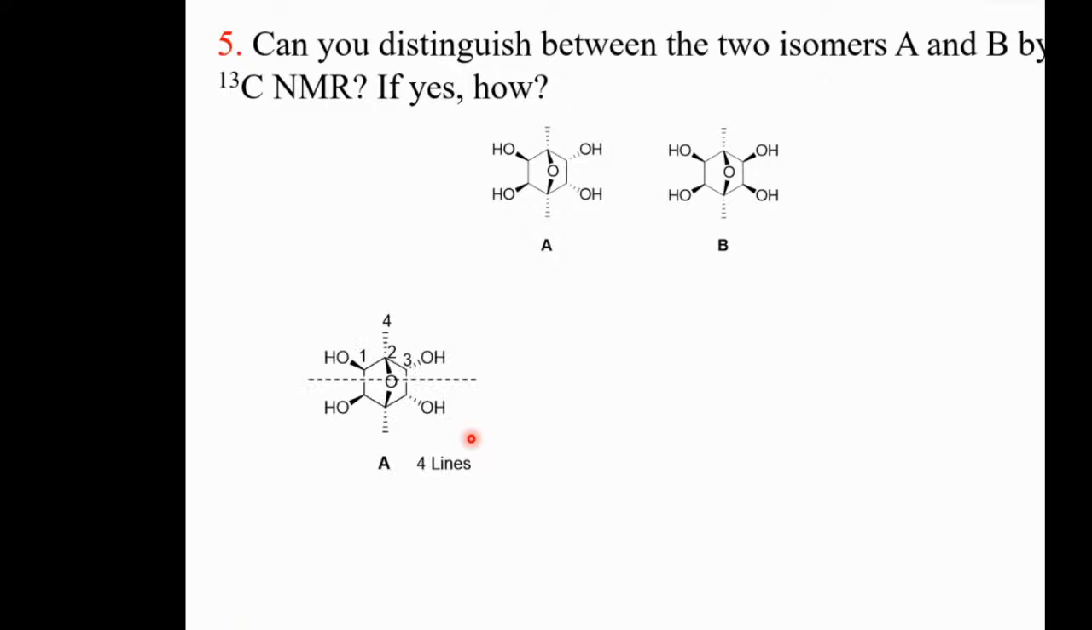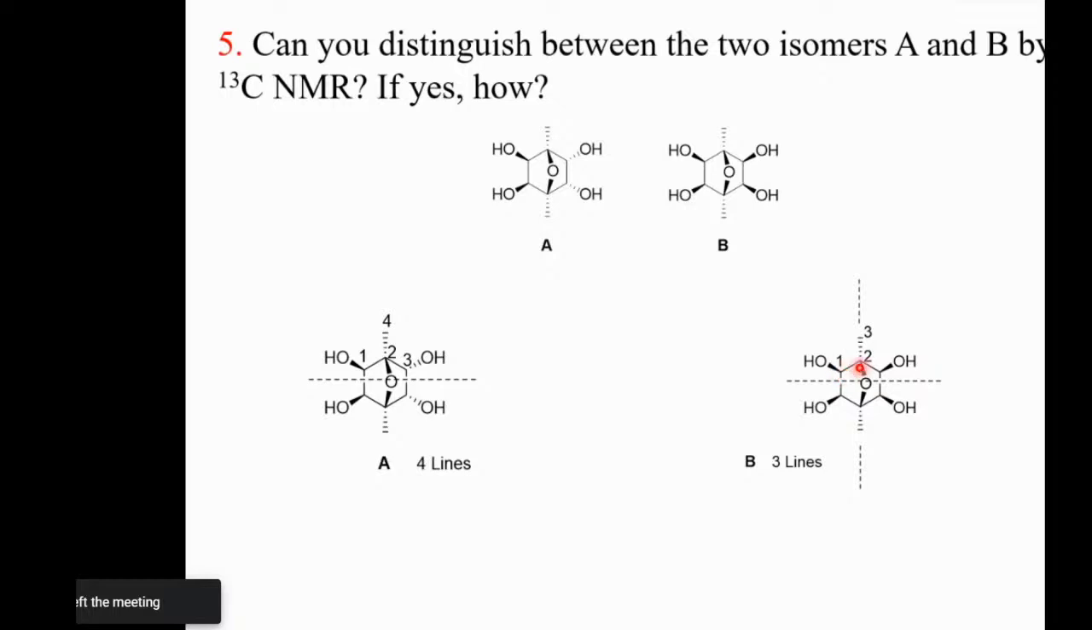Just look at the symmetry again. Here, you have a horizontal plane of symmetry, which therefore you will have half the number of signals, 1, 2, 3, 4 signals only, because these four are equivalent to the other four mirror images. So four lines. How many lines will be seen here? Here we have two levels of symmetry. You have a horizontal plane and also a vertical plane of symmetry. That further decreases the number of carbon signals. 1, 2, 3 only. So four lines in this case and only three lines in this case.